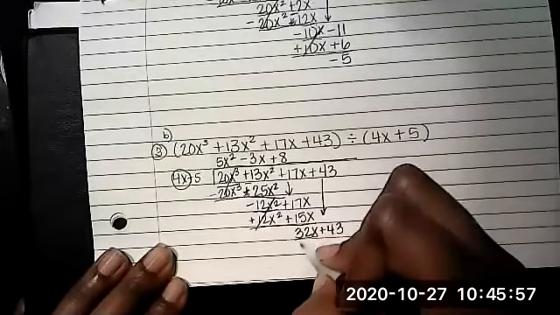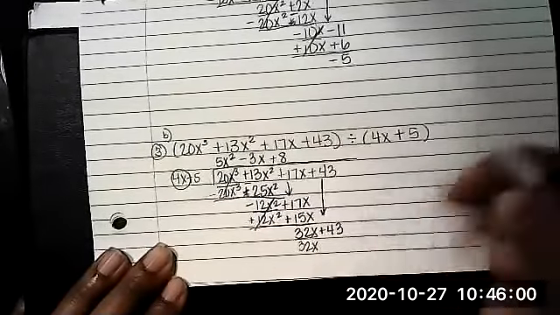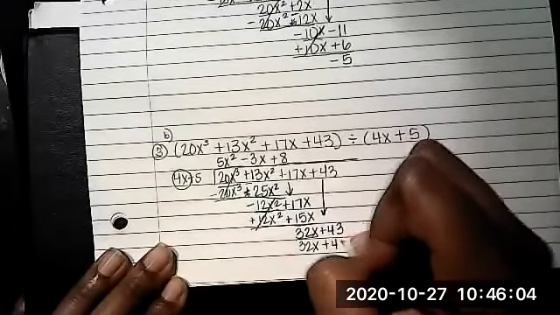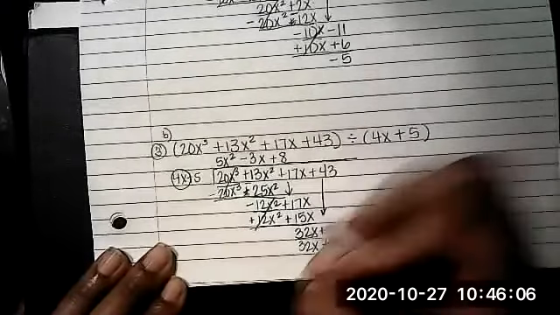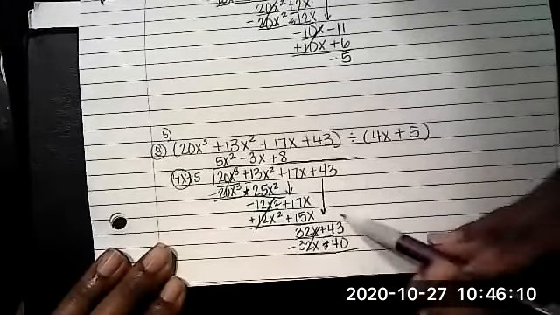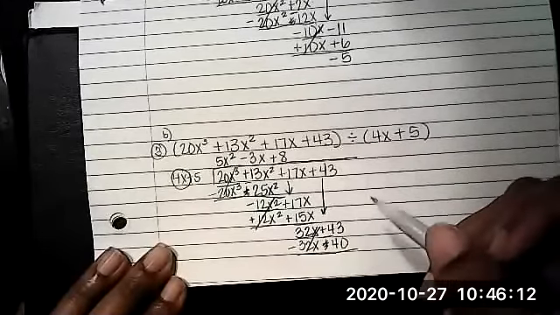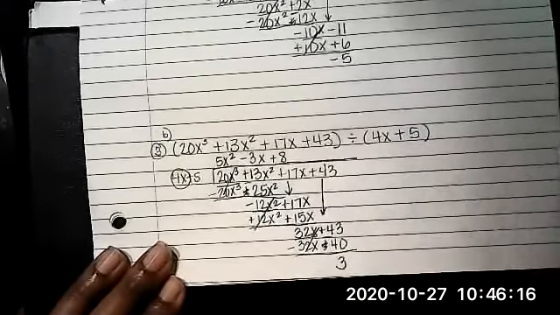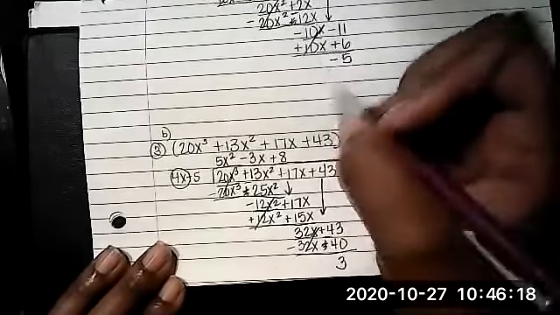8 times 4x is 32x. And 8 times 5 is positive 40. Of course, change the sign. That cancels out. And 43 minus 40, we had just enough room. 43 minus 40 is positive 3. So our remainder is positive 3.